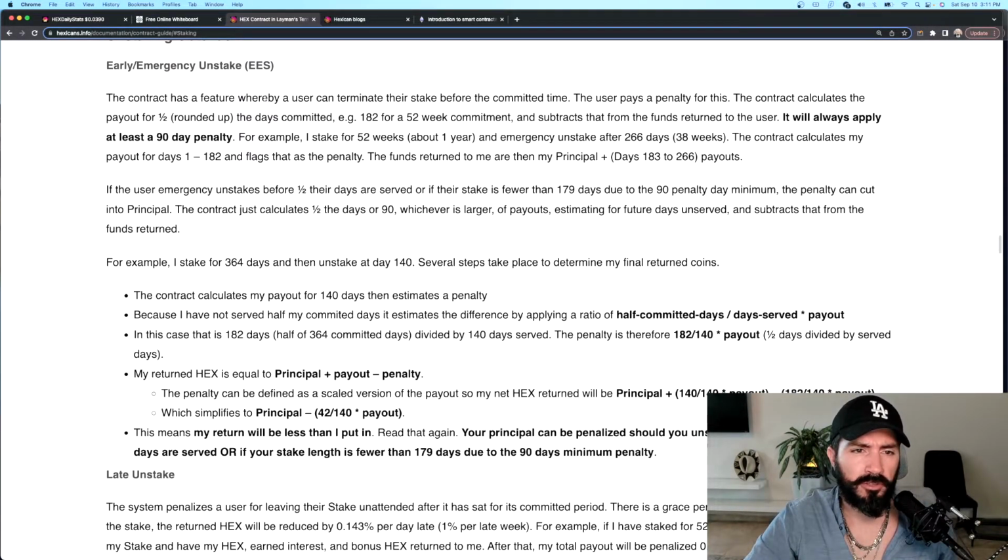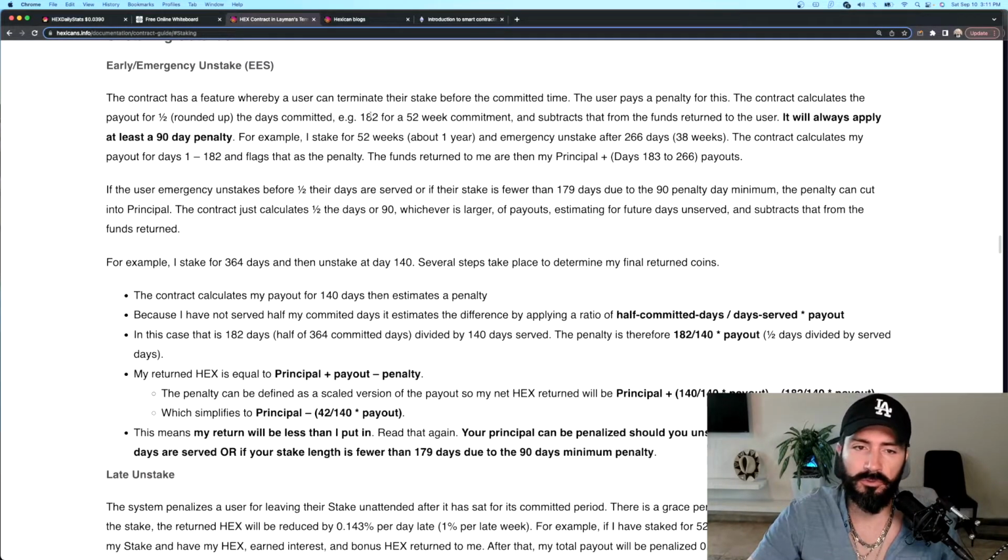The contract has a feature whereby a user can terminate their stake before the committed time. So if you want to go ahead and end your stake early, before you said you would, you're free to do whatever the hell you want. The contract doesn't care, but it will hold you up to it. The user pays a penalty for this, and that's what you agree to when you make the contract. The contract calculates the payout for half of the days committed.